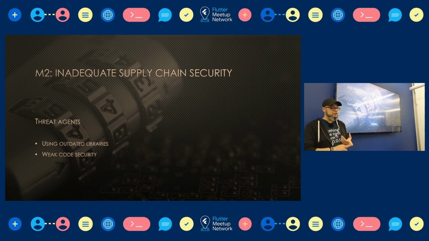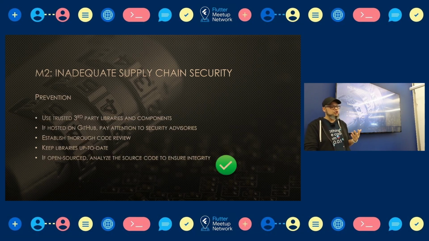The threat agents are using outdated libraries and weak code security. If your code lives in a place like GitHub, for example, these threat agents are easily avoided because GitHub automatically detects when your repository, whether it's public or private, is referencing a package version that is known to have a security vulnerability. And in some cases, it even automates creating a pull request for you to update the package. So this should be easy to resolve in these cases.